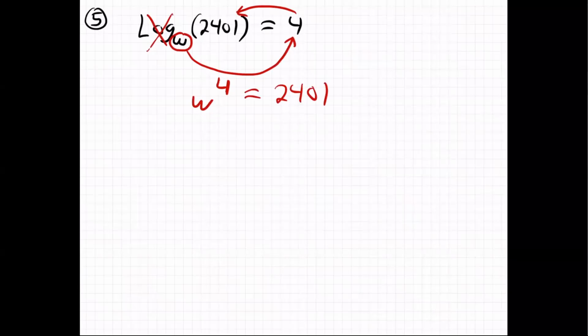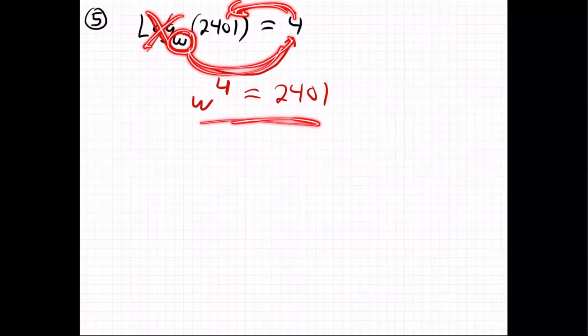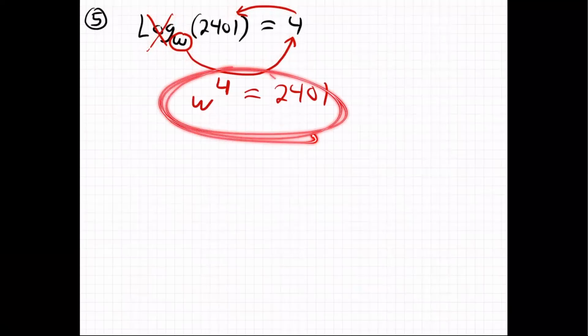We got the log word in there and we're in the log language. You want to get rid of the log word. What changes you out of the log language, you get out of the log, cross out the log, is you start with the base and do the swish thing. So W to the 4th is 2401, okay? Now we're into just the normal power language.